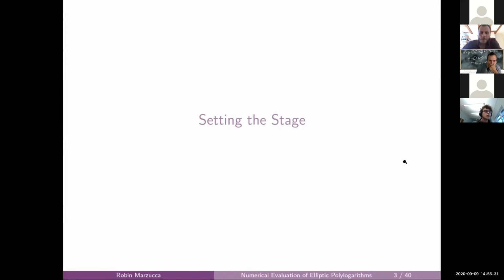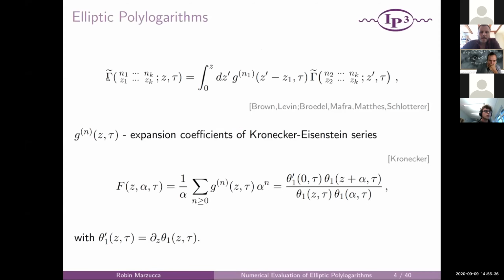So let me just briefly set the stage. These are the elliptic polylogs I will be talking about. These gamma tilde functions, which most of you have seen many times before, already this week and before as well, probably, are defined as iterated integrals over these functions Gn. And these functions Gn are the expansion coefficients of the Kronecker-Eisenstein series F, which is seen here, defined as a ratio of Jacobi theta functions.